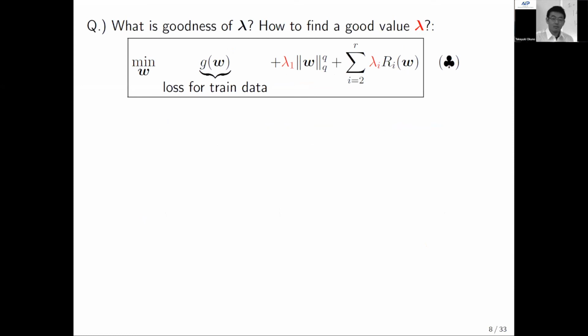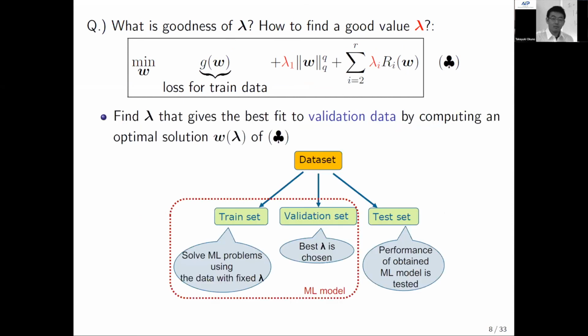One common methodology in the machine learning area is as follows. Suppose that we are given a data set. Then we divide this data set into three kinds of sets: train set, validation set, and test set.